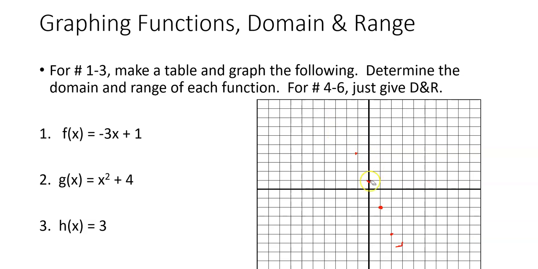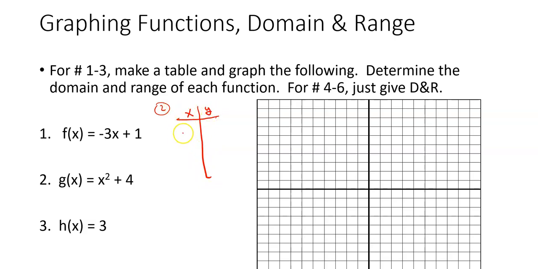All right, take a look at the second one. Second one's a little different. Second one says g of x equals x squared plus 4. So maybe we need to make ourselves a little table, and we're going to pick some x values and get out some y values.